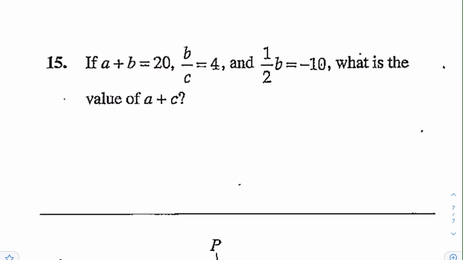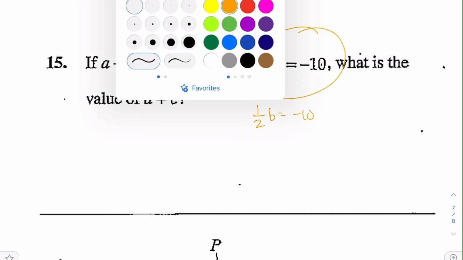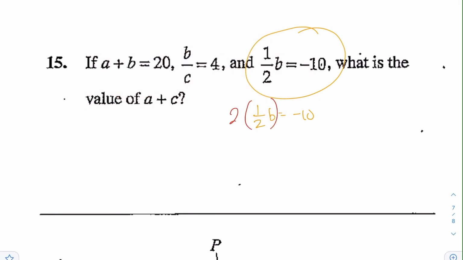All right, next for number 15. If A plus B is equal to 20, B over C is equal to 4, 1/2 of B is equal to negative 10, what's the value of A plus C? So we can start here. 1/2 of B is equal to negative 10. To get B by itself, you can multiply both sides by 2. And that'll cancel out the 1/2 because they're reciprocals. And that's going to give you B is equal to negative 20.